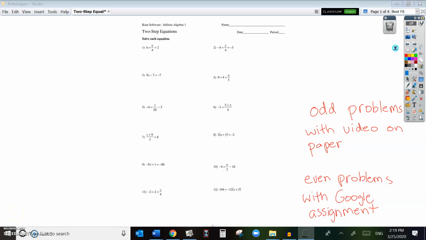Hi, so this is two-step equations practice, and we are going to do the odd problems with the video. I want you to work them on paper, and then later I'll post the even problems in Google Classroom and you'll get to work them there. So problem 1. Let's zoom in on this.